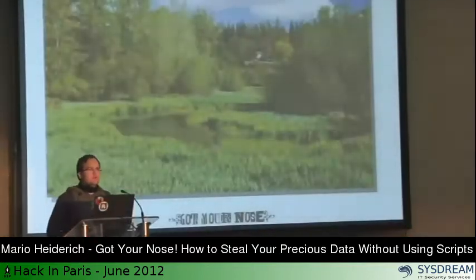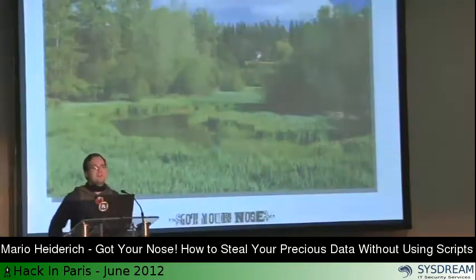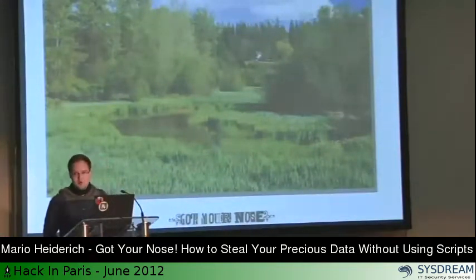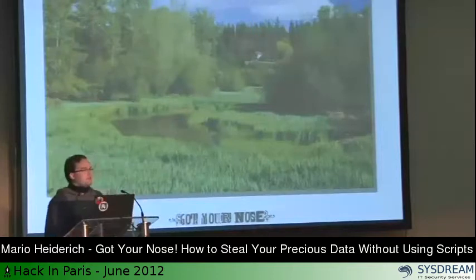So now I have a question for you. What do you see in this picture? What can you see here? Don't be shy. Trees. Good one. What else can you see except for trees? A river, nice one, very nice. So there's a house in the back, also nice.